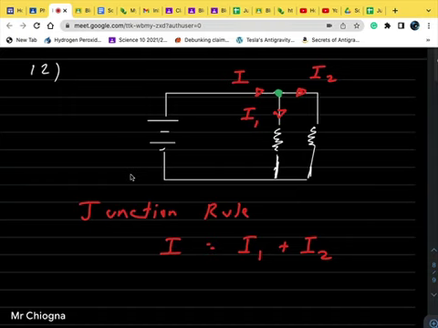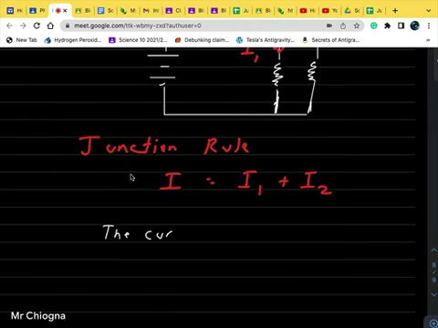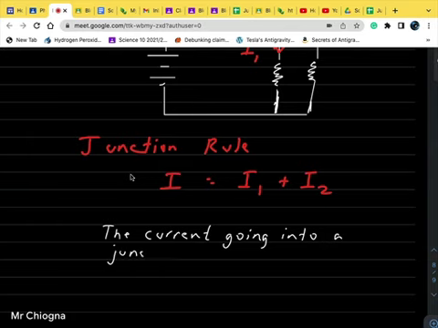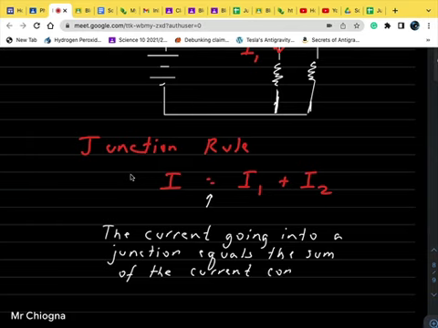Yeah, you want me to write it out? The current going into a junction equals, right, equals the sum of the current coming out. The sum. That's the sum there. That's why I put that positive there. To sum means to add up. That's the first rule.